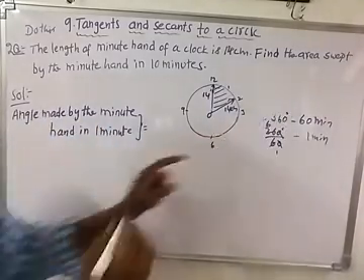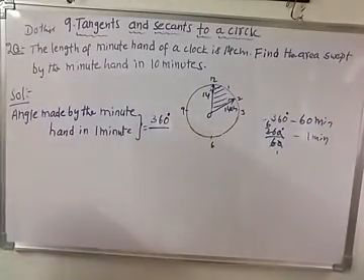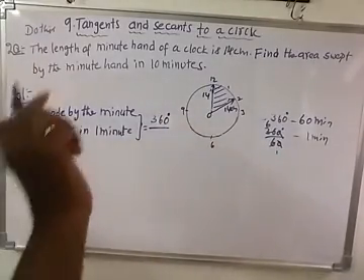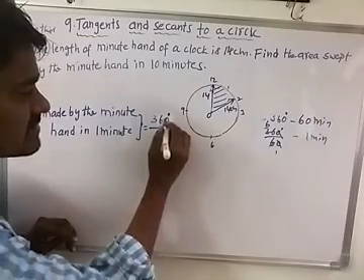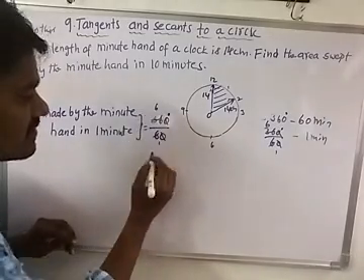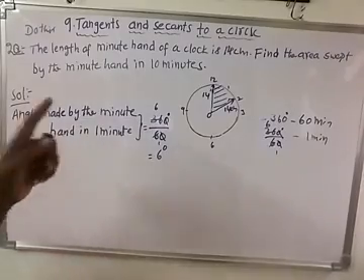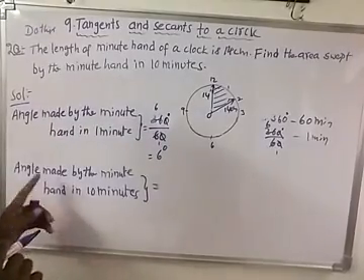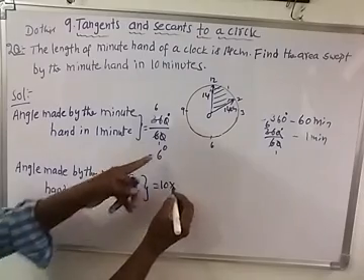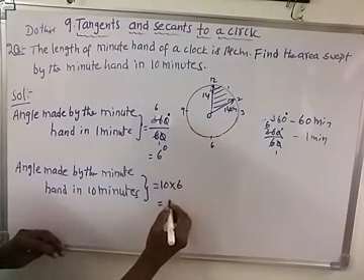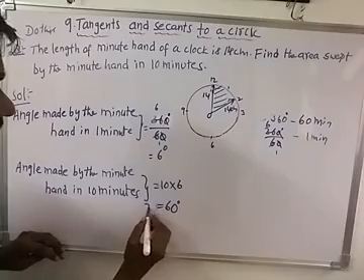So total is 360 degrees, divided by the 60 times the minute hand rotates in 1 hour. So 360 by 60 equals 6 degrees. Now the angle made by the minute hand in 10 minutes is 10 into 6 per minute, that is equal to 60 degrees. Let us take this as x degrees.